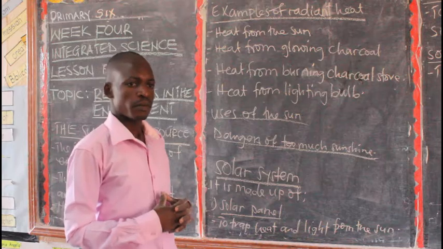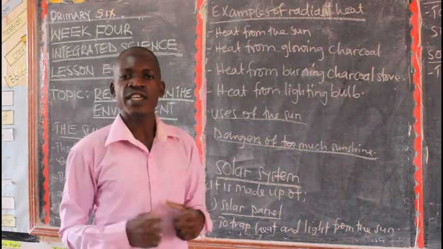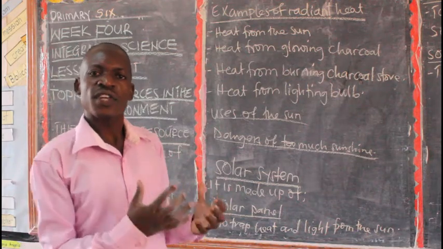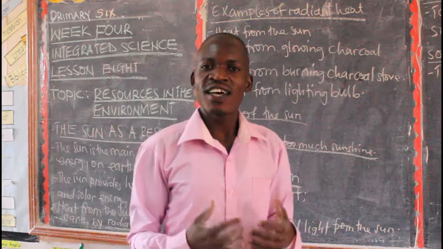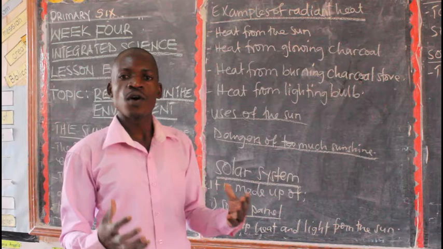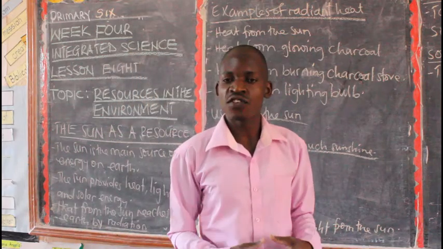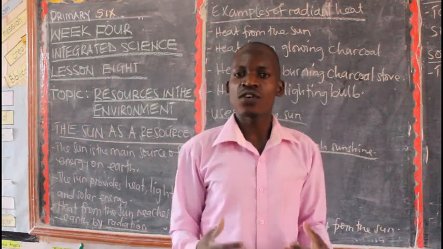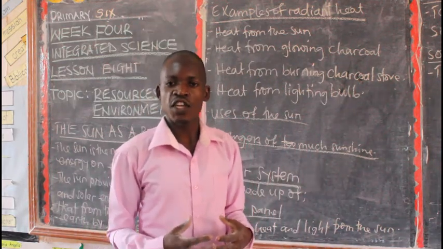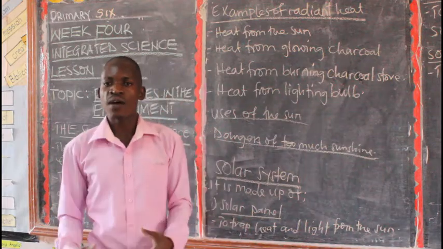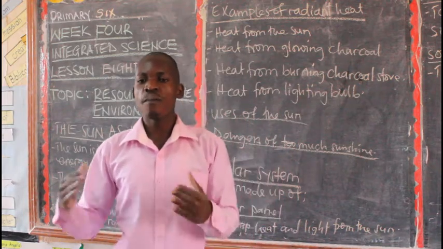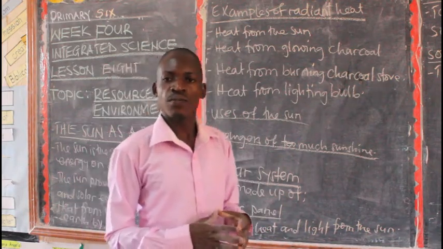Uses of the sun. We know that the sun is very important in the environment. How is the sun used as a resource? One, the sun is used to dry our washed clothes. When we wash clothes, we always hang them out for drying. It is the sun that dries them. Two, the sun also helps to dry our harvested crops. People harvest beans, people harvest maize. After harvesting, we can only preserve those food items by sun drying. So the sun is very important in that way.